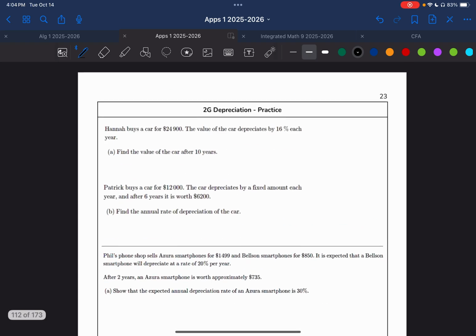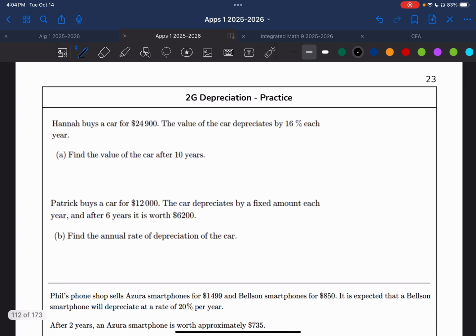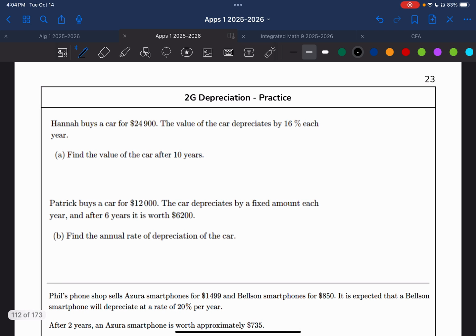Okay, on to page 23. So Hannah buys a car for 24,900. The value of the car depreciates by 16% each year. Find the value of the car after 10 years. All right, so we're going to take our initial value times 0.84 to the 10th power.